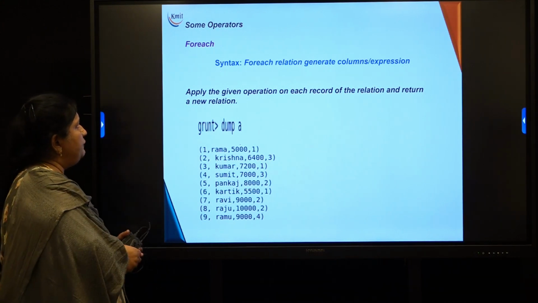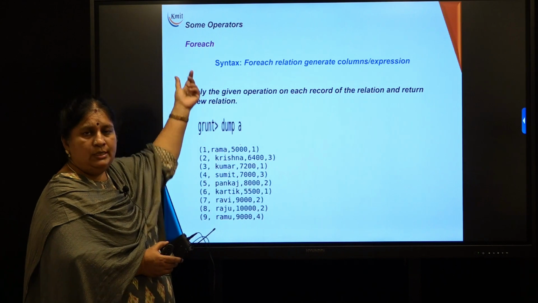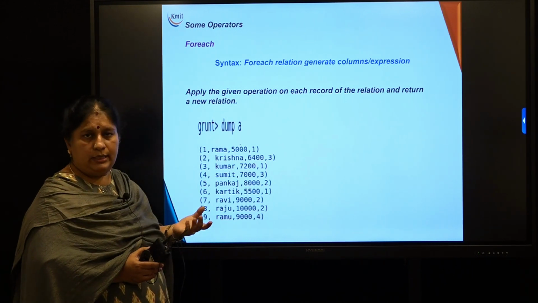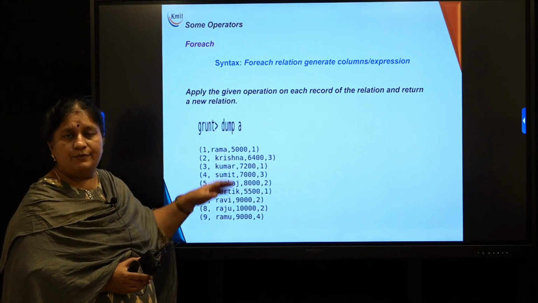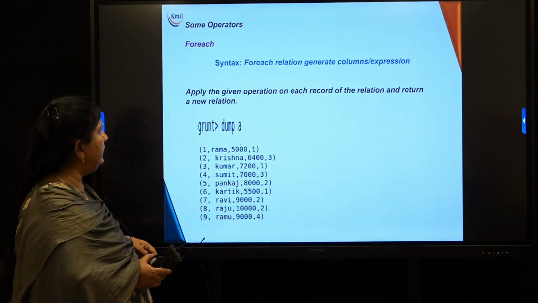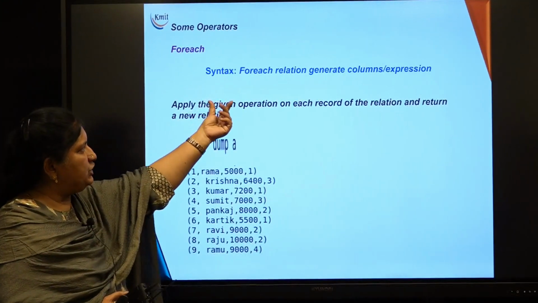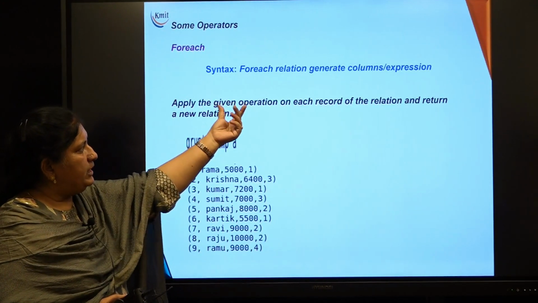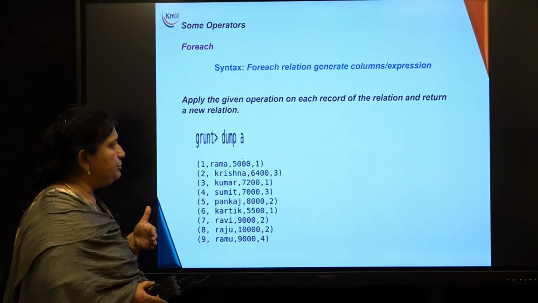Some of the operators, the first one: for each operator, just like we have in MapReduce as well as in Java, I will show you the for each operator in PIG. How do we give the syntax? For each, the relation name should be given, generate is the keyword, and then you need to give the expression. So I will show you that with an example.